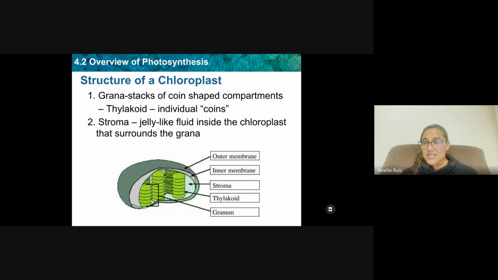And it's all stuck inside a jelly-like fluid called the stroma that keeps everything in place. And different parts of photosynthesis happen in these different parts of the chloroplast, which is why it's important to name them and figure out what they are.